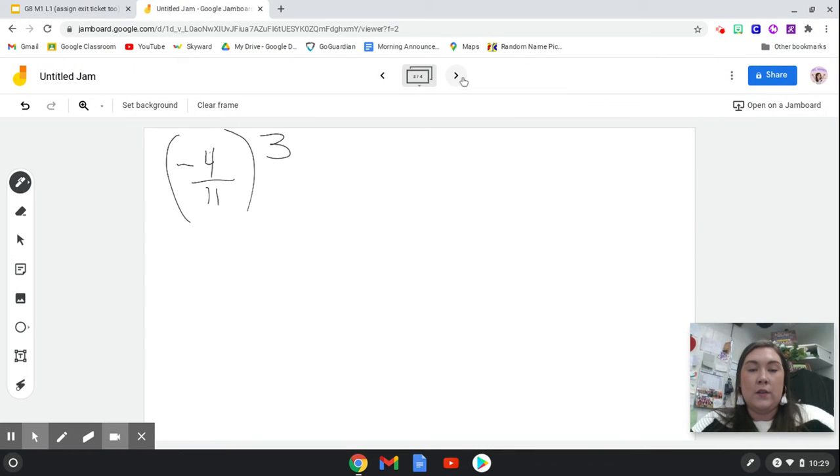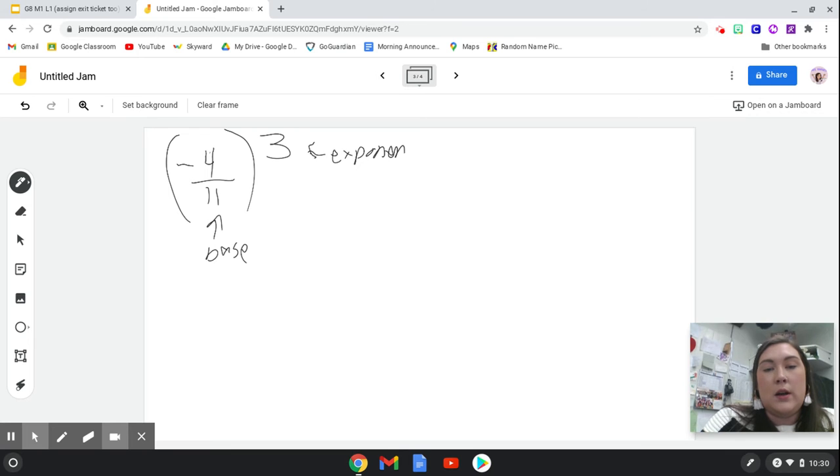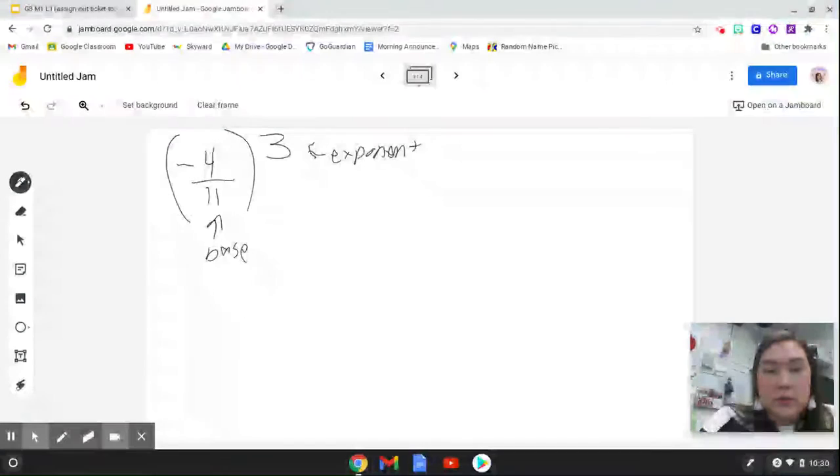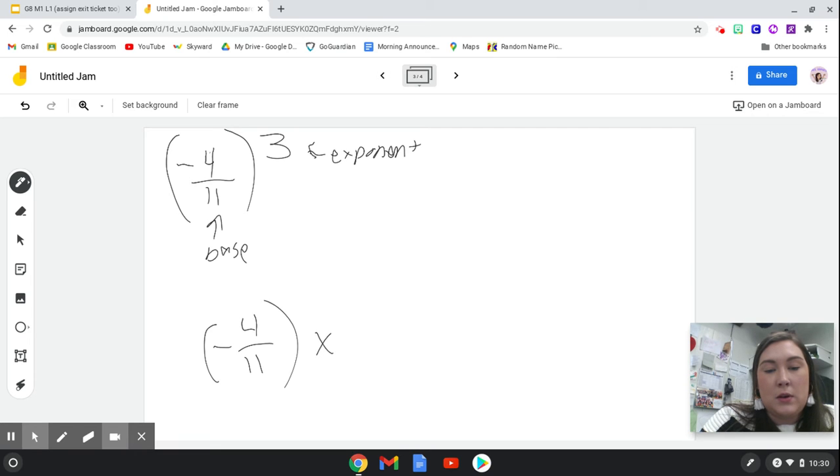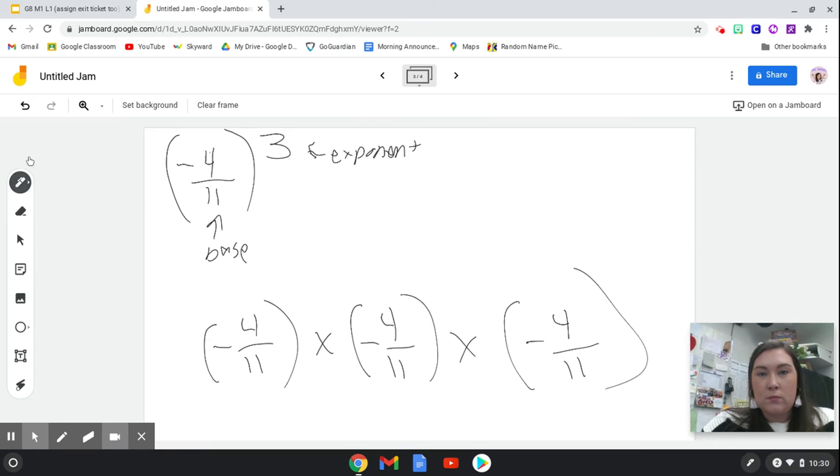What if I have my exponent written out and I need to write my repeated multiplication? Well, I know my base. So this is my base. And this is my exponent. I know that I'm multiplying my base however many times my exponent tells me to. So my base is negative 4 elevenths. And I'm going to expand that, and I'm going to multiply it and write it out 4 times. Or 3 times, sorry. I write it 3 times because my exponent is 3. Okay, one more.